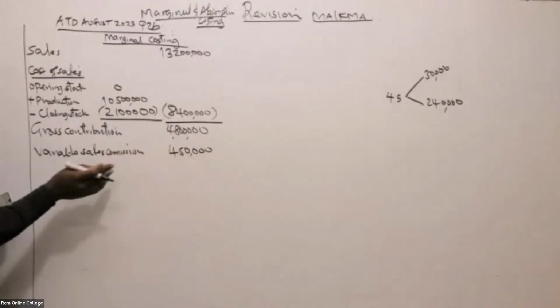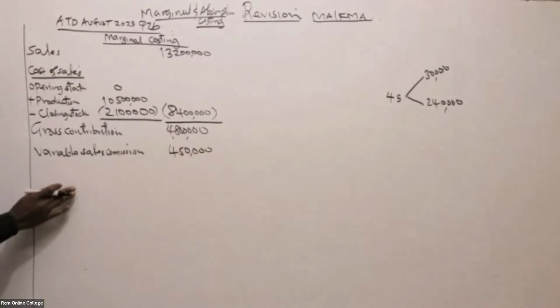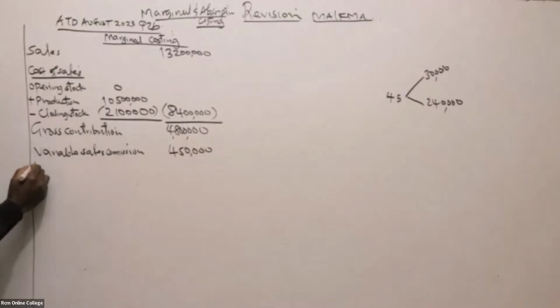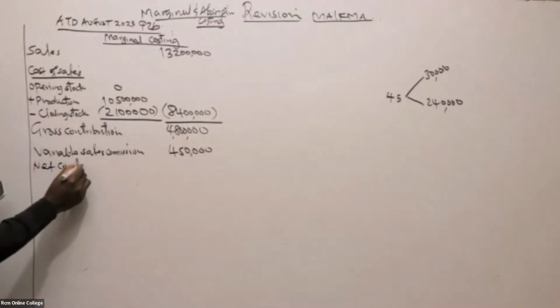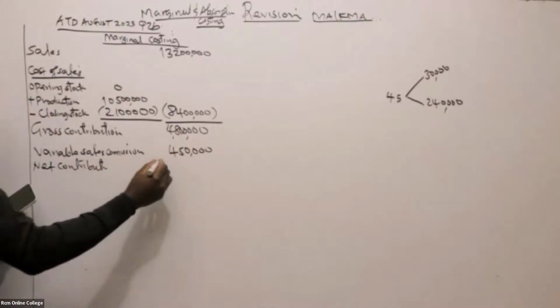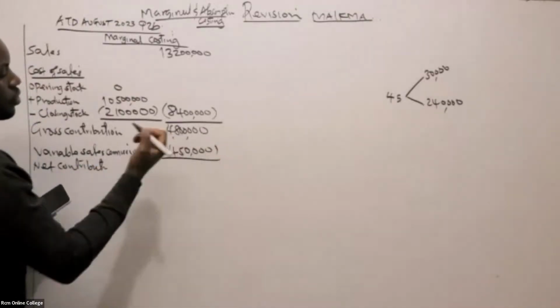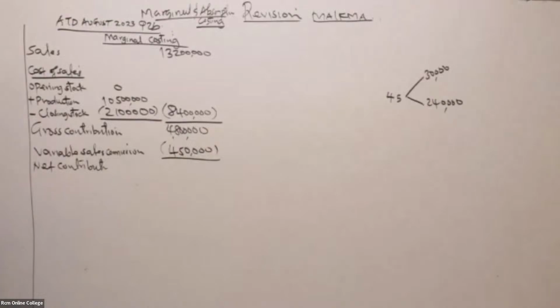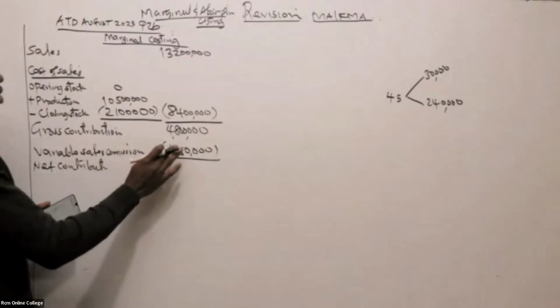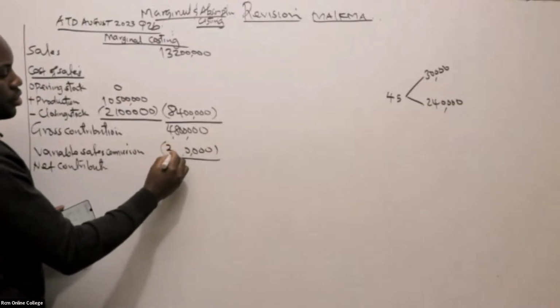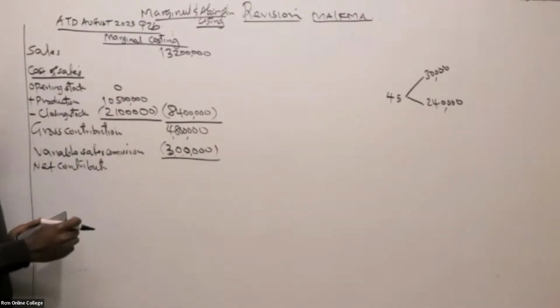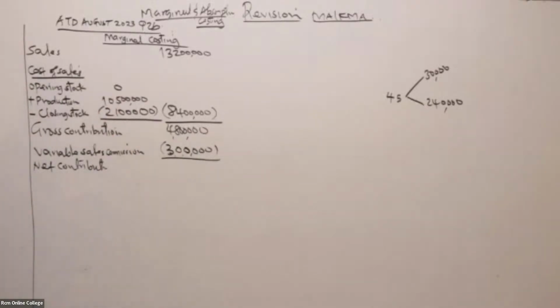Now, when I deduct variable expenses, the variable selling and production expenses, from my gross contribution, whatever you get is called the net contribution. So we cannot talk about net contribution if that is the only variable expense. So 4 million minus 450,000 gives us how much? I'm told it is 300,000, not 450. Sorry for that, 300,000. So what is now our net contribution?